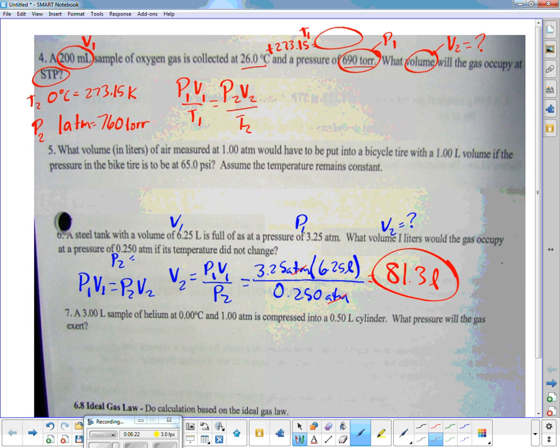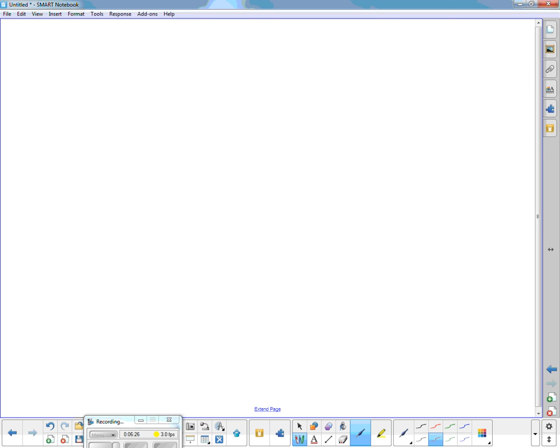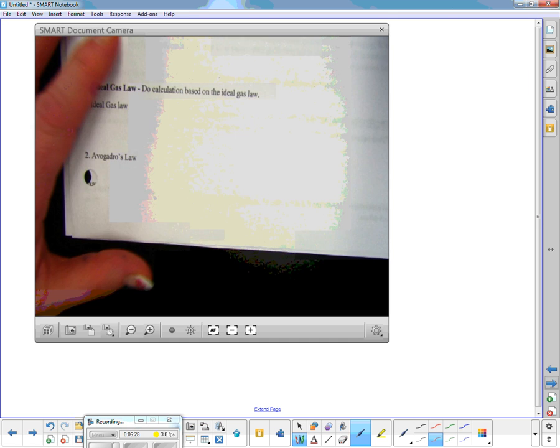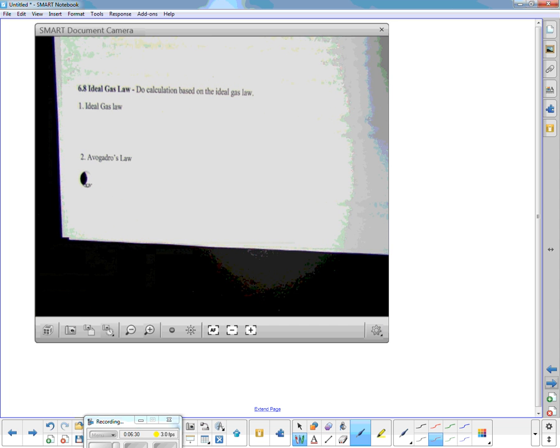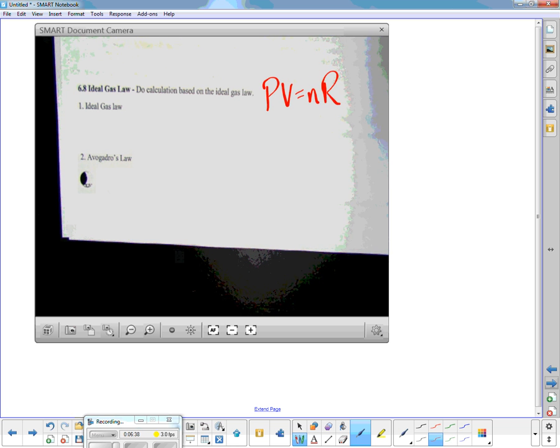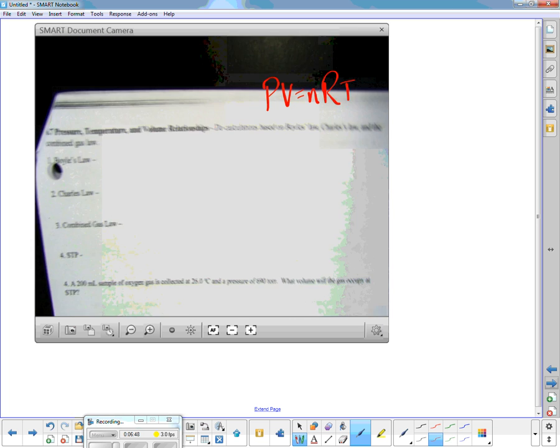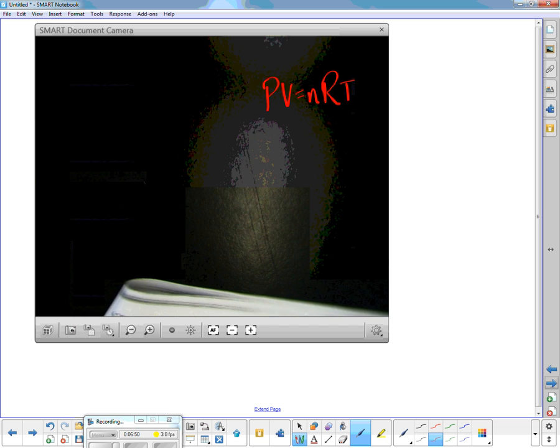Let's go on a little bit to the next area, the ideal gas law. The ideal gas law is PV equals nRT, right? Ideally, you're not a pervert. That's how I remember it. PV equals nRT. Ideally, you're not a pervert. So that works really well for that one.